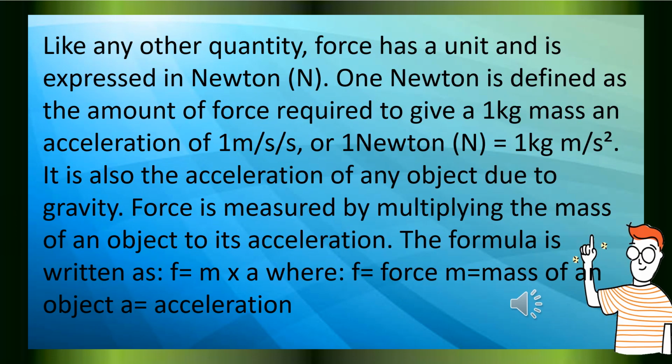Like any other quantity, force has a unit and is expressed in Newton, N. 1 Newton is defined as the amount of force required to give a 1 kg mass an acceleration of 1 m per second squared, or 1 Newton, N, is equal to 1 kg meter per second squared. It is also the acceleration of any object due to gravity. Force is measured by multiplying the mass of an object by its acceleration. The formula is written as F = m times a, where F is force, m is mass of an object, and a is acceleration.